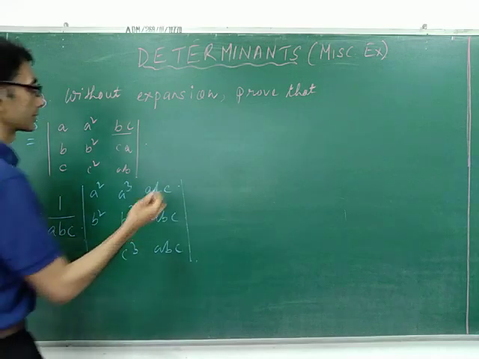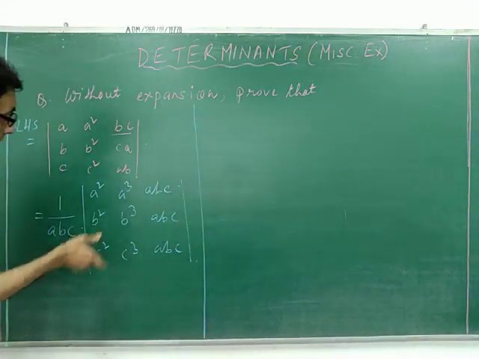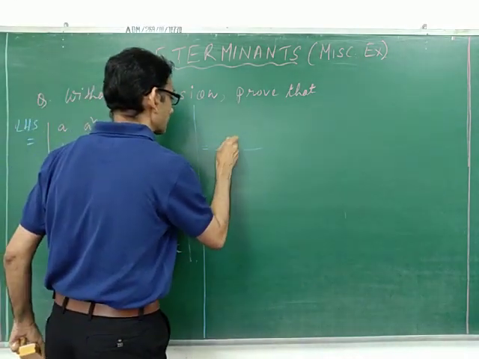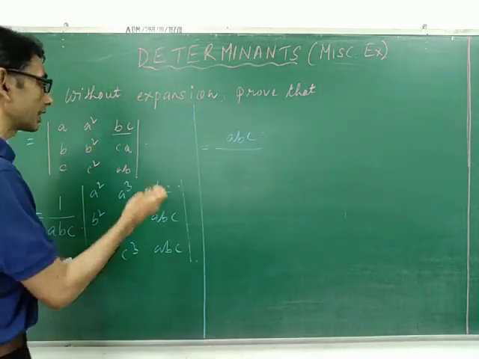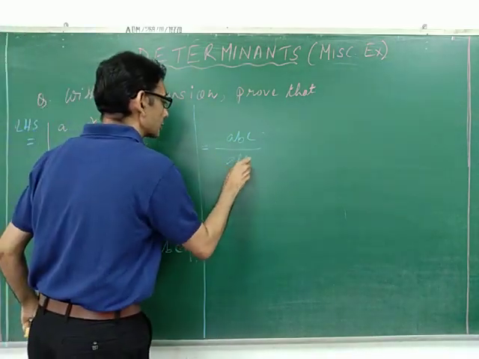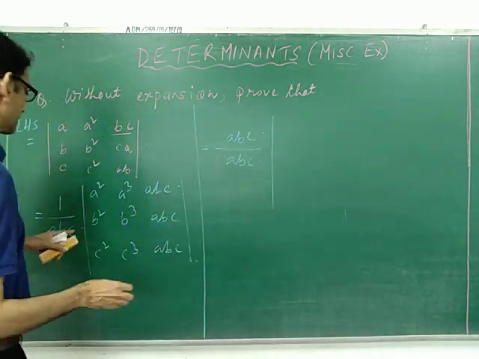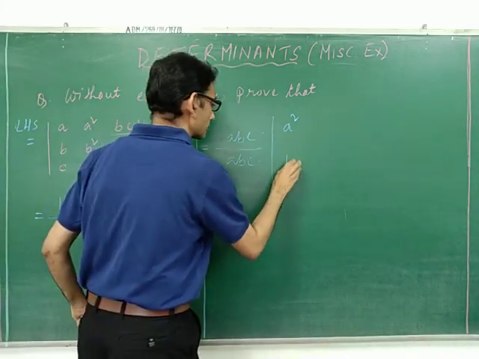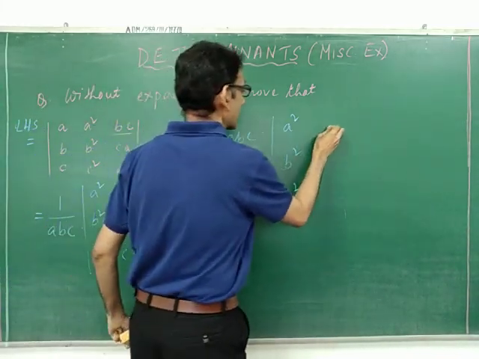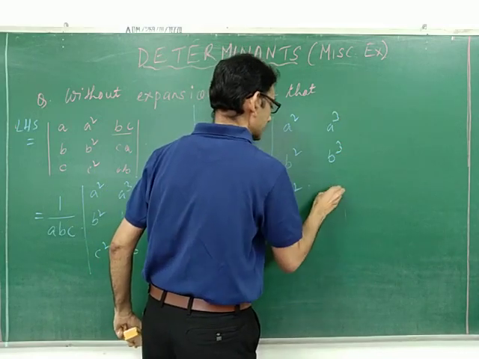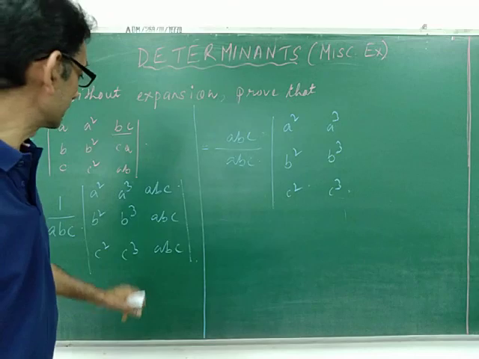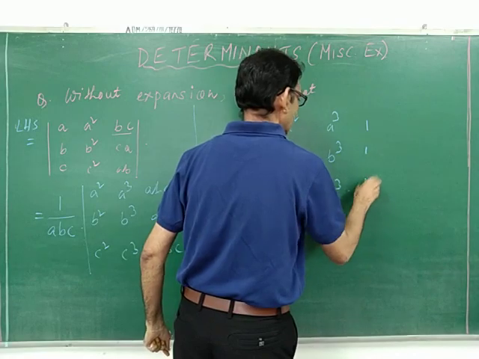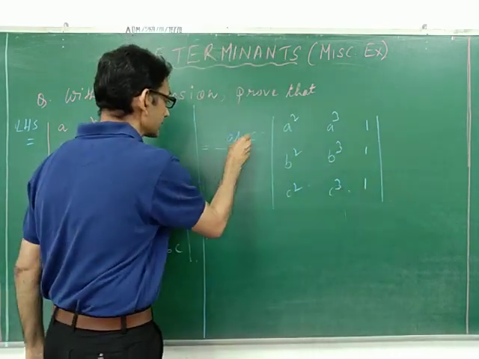Okay, now what is step 2? For step 2, we have seen that in this third column ABC is common, so we'll take ABC common out from the third column. Already ABC is there in the denominator, so this will cancel. Now what is left out? There is no change in the first and second columns, so it will be A squared, B squared, C squared, A cube, B cube, and C cube. And since you have taken ABC common from the third column, 1, 1, 1 will be left out. Now you can cancel this.